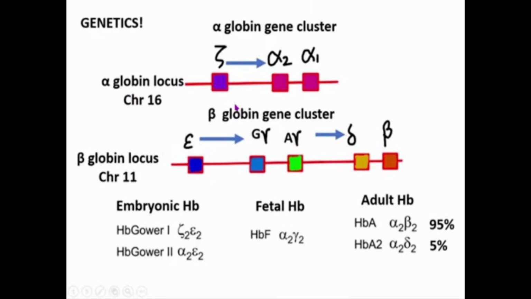Common adult hemoglobin is 2 alpha, 2 beta, and HbA2 is also present, that will have 2 alpha and 2 delta. So each adult will have mostly 95% as 2 alpha, 2 beta, and about 5% can be alpha 2 and delta 2.